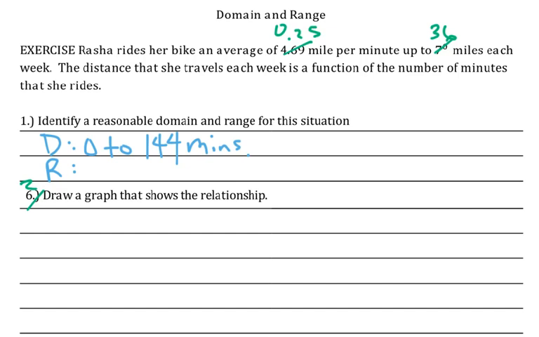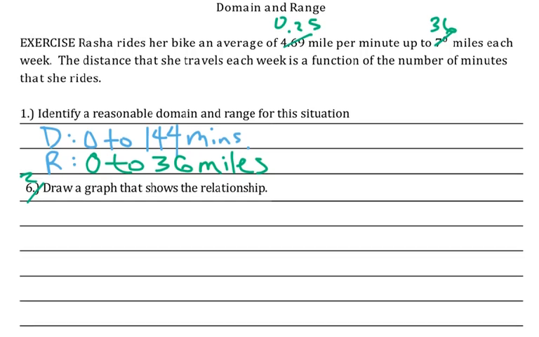Now the range would be more of the output part of this, and that would be how far she travels. And so if she went 0 minutes, she would travel 0 miles. But if she traveled all that, 144 minutes, that gives us the 36 that we really knew from the beginning. So that would be the range. So 0 to 36 miles. Now I could abbreviate that MI if I wanted, but I'm probably writing miles out because it's just about as much time. The next part says, draw a graph that shows the relationship.